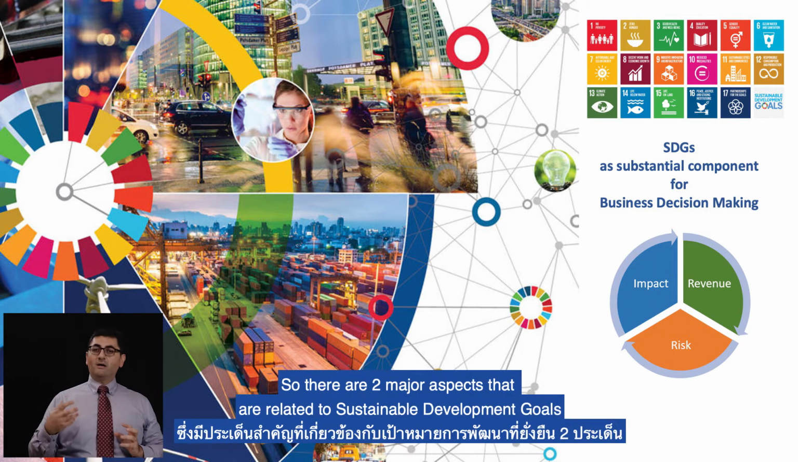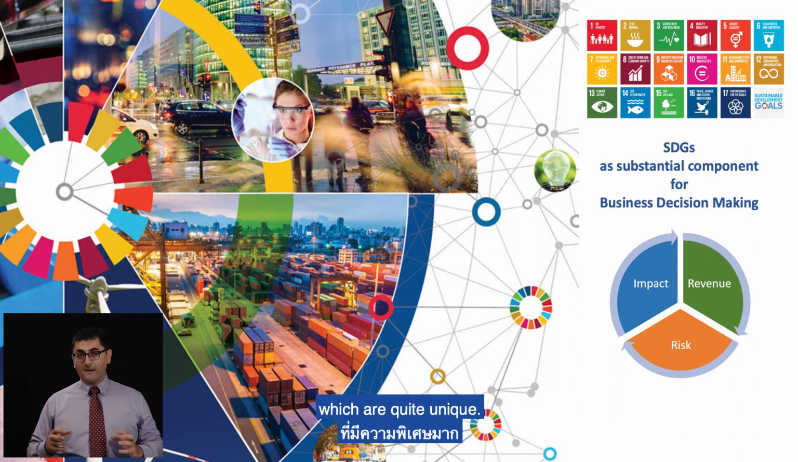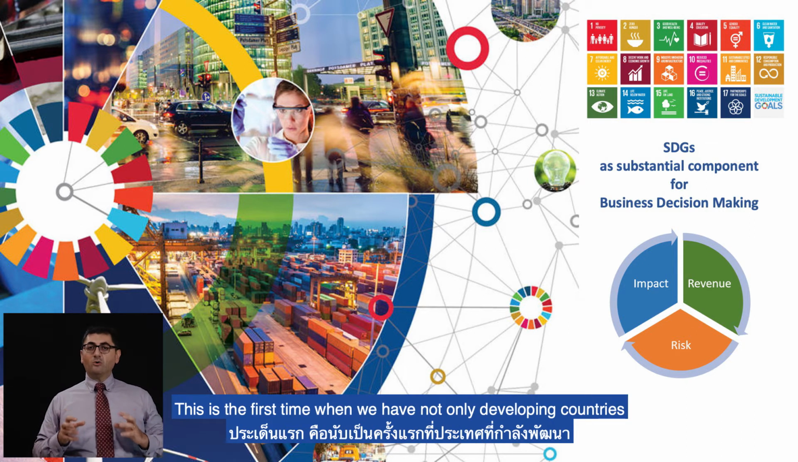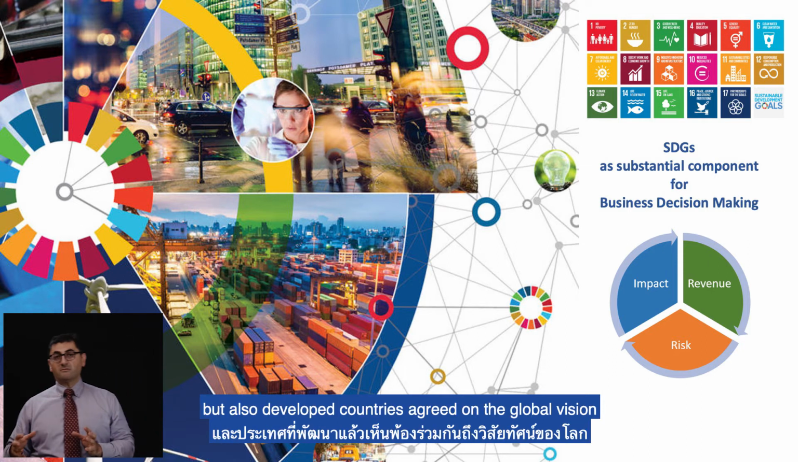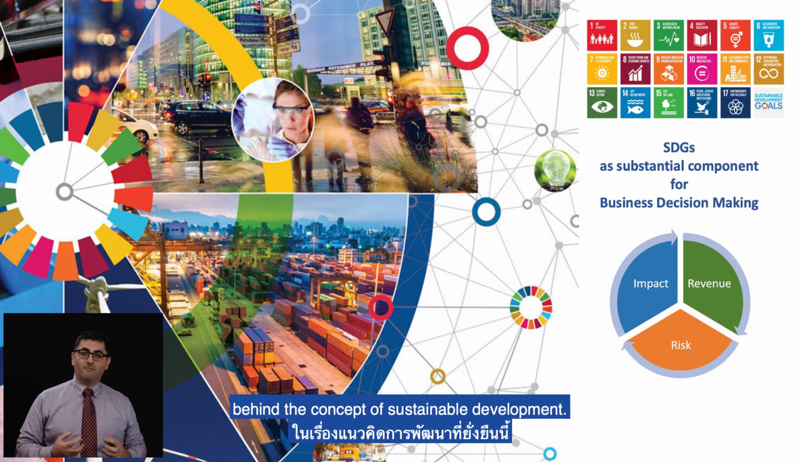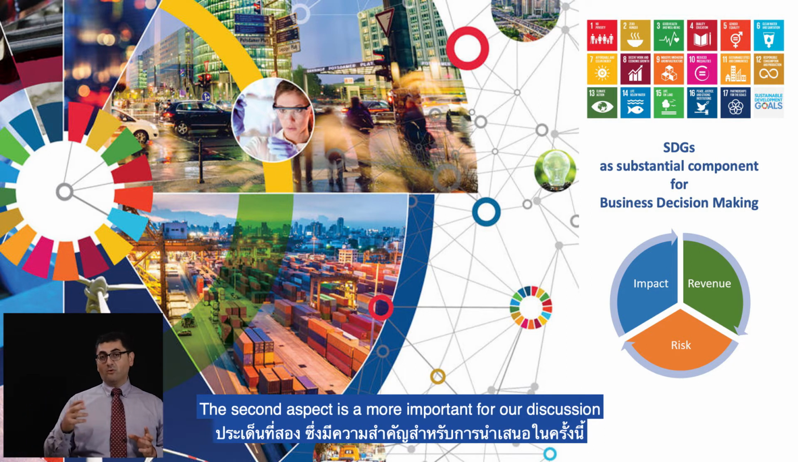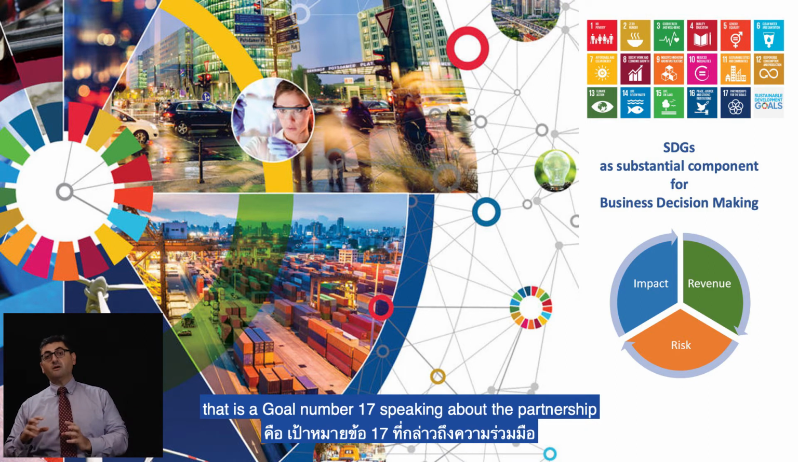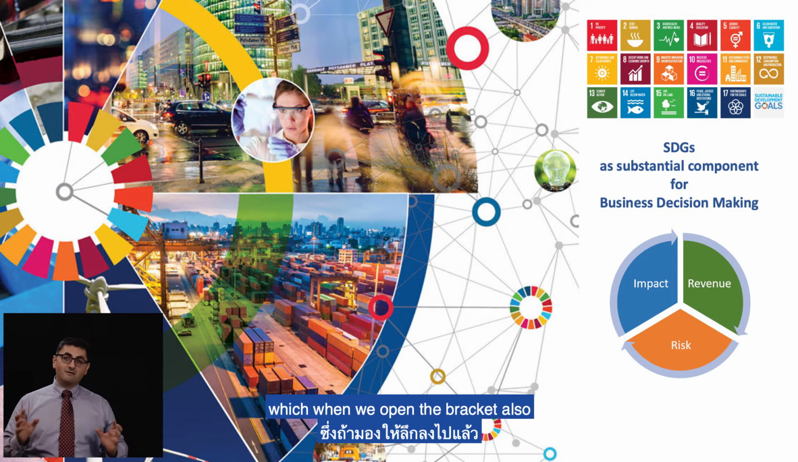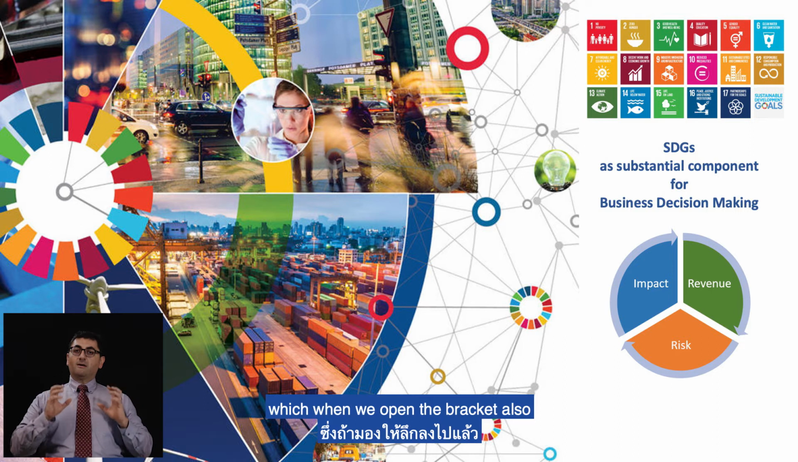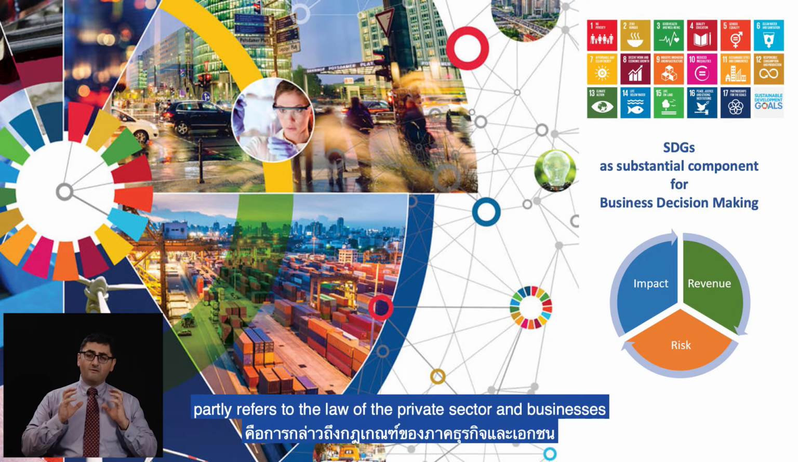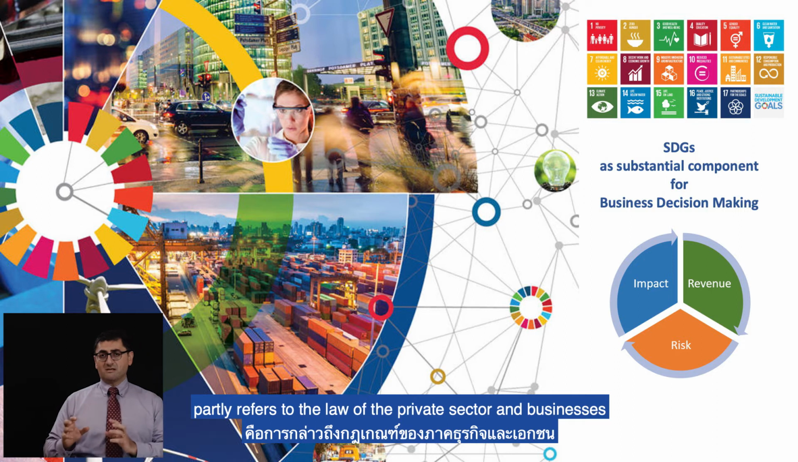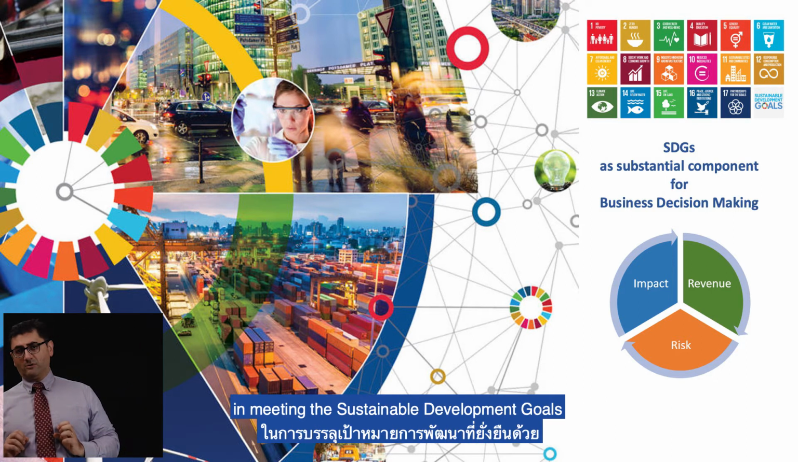There are two major aspects related to the Sustainable Development Goals which are quite unique. This is the first time when not only developing countries but also developed countries agreed on the global vision behind the concept of sustainable development. The second aspect is even more important for our discussion. That is goal number 17, speaking about partnerships, which, when we open the brackets, also quite apparently refers to the role of the private sector and businesses in meeting the Sustainable Development Goals.